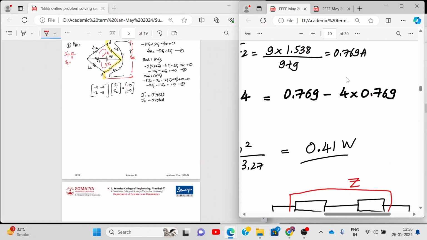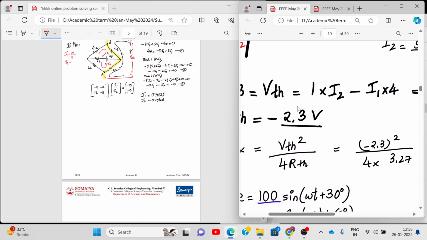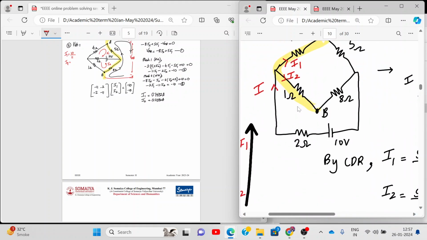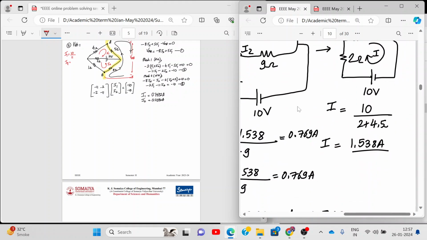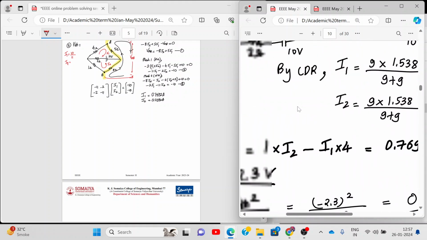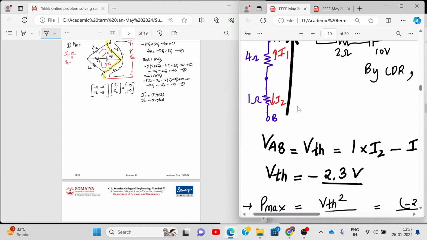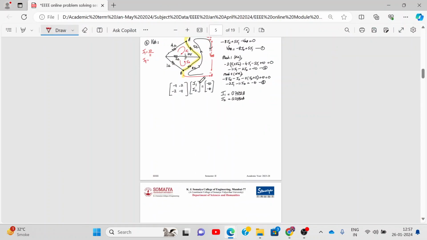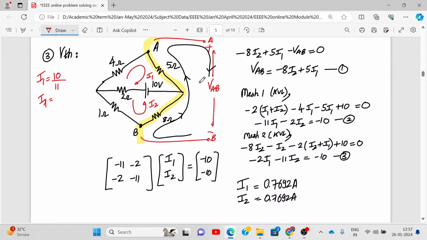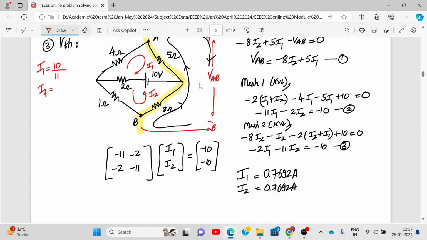We are still to find VAB, right? Let us find VAB first and then we can cross check. Okay, so by this technique the answer is coming different.